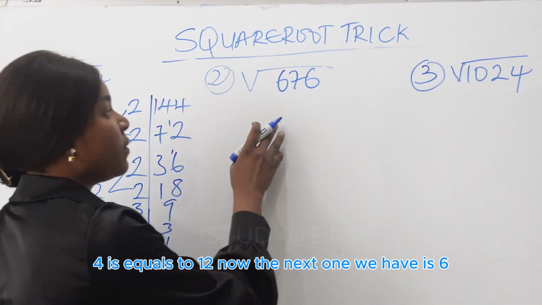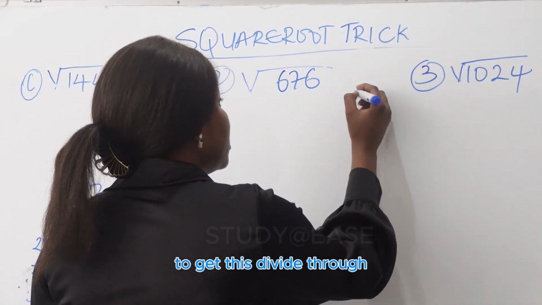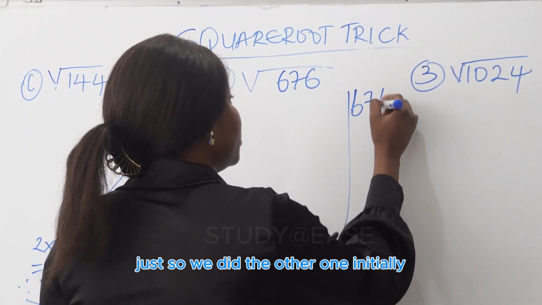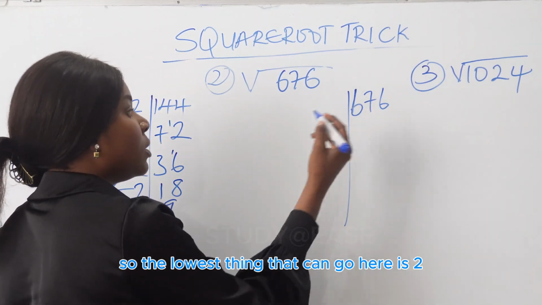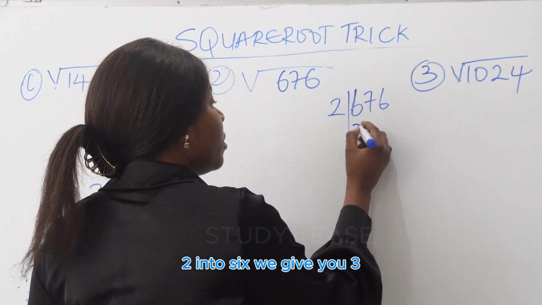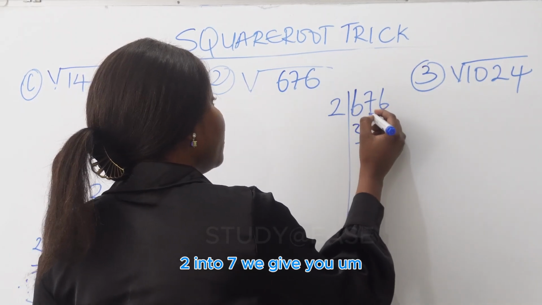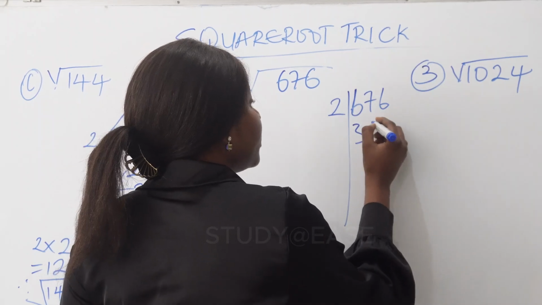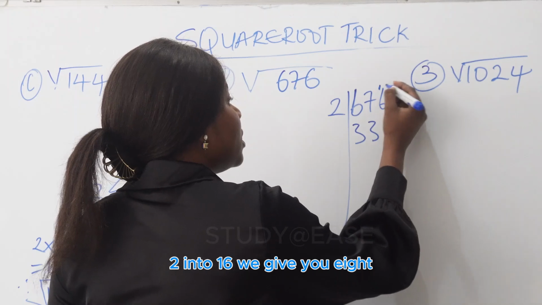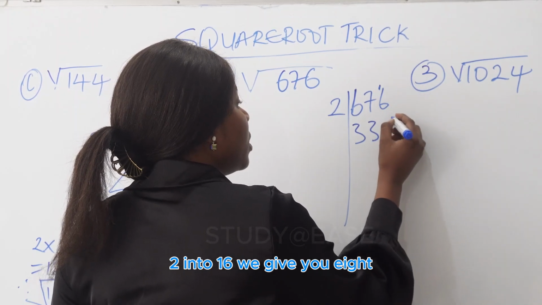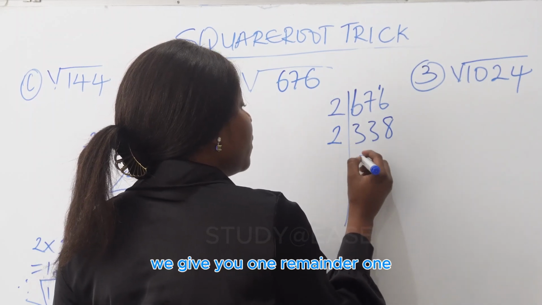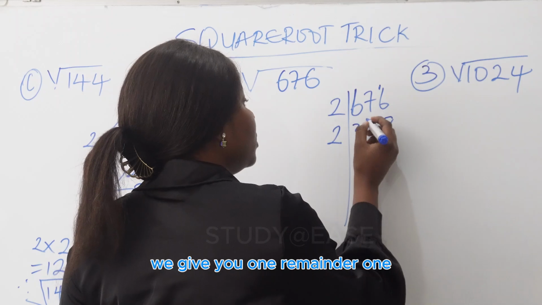Now the next one we have is 676. To get this, divide through, just like we did the other one initially. So the lowest thing that can go here is 2. 2 into 6 will give you 3. 2 into 7 will give you 3, remainder 1. 2 into 16 will give you 8. 2 here. 2 into 3 will give you 1, remainder 1.